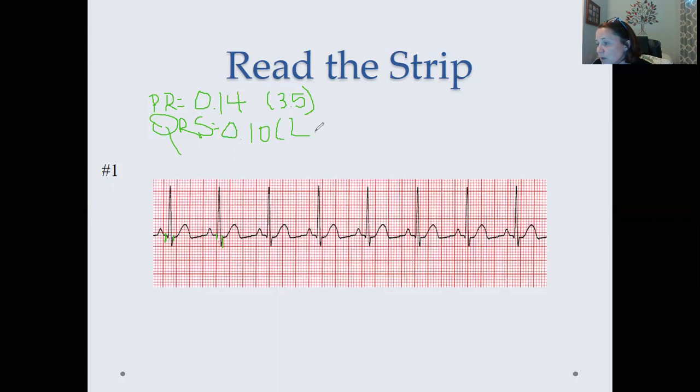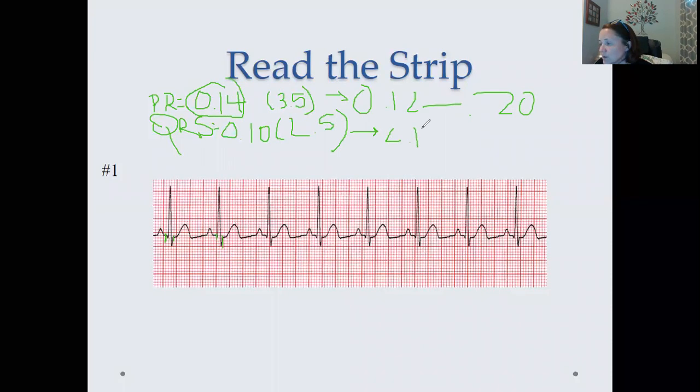So 0.2.5 blocks. So 0.10. And what was normal for those? Do you guys remember? Normal for a PR, 0.12 to 0.20. So this is within normal limits. It's in that range. This is going to be less than 0.12 is what is normal. So this is also within normal limits. So we do have a normal there.